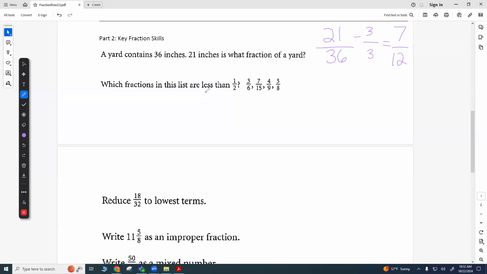The two middle ones, 7/15 and 4/9. Good. And how do you know that? I just did it because the top numbers are lower. What do you mean? Like, which fractions in the list are less than half, so that means the top one should be at least less than the bottom one. Yes. Yes, I get what you're saying.